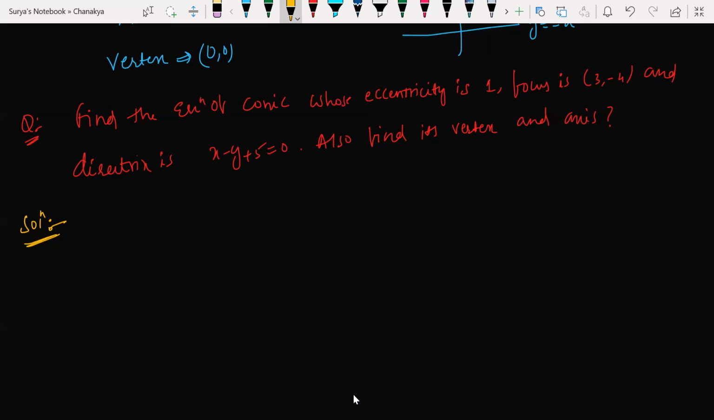Make it fast. See, he is asking us to find the equation of the conic whose eccentricity is 1, focus is (3, -4), and directrix is x minus y plus 5 is equal to 0, given. Find the vertex and axis.